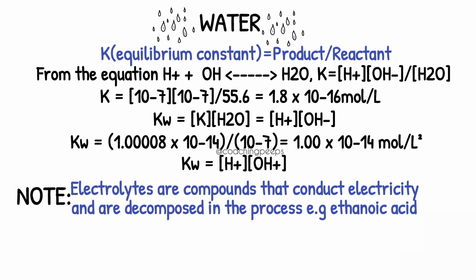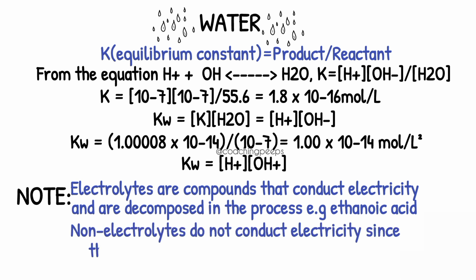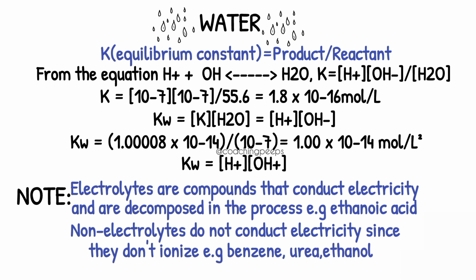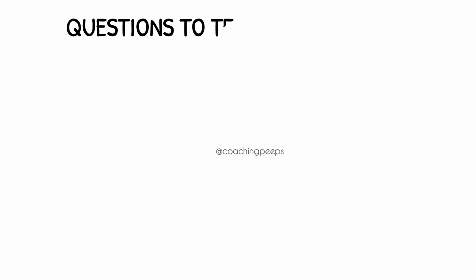Note that electrolytes are compounds that conduct electricity and are decomposed in the process, for example, ethanoic acid. Non-electrolytes do not conduct electricity since they don't ionize. Examples are benzene, urea, and so on and so forth.